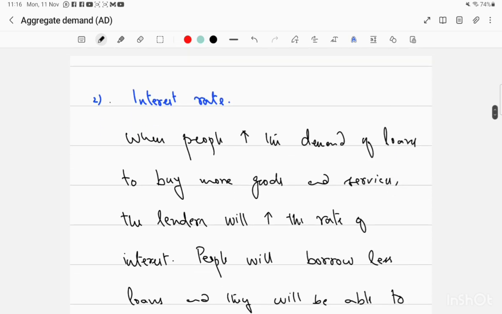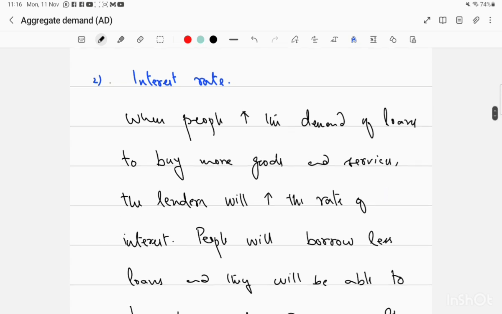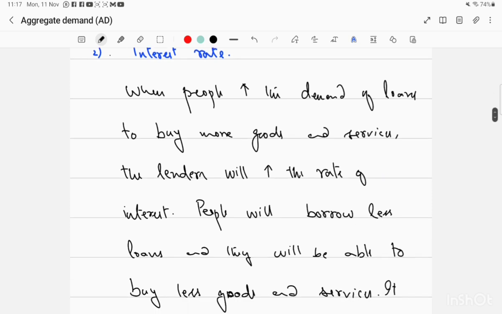The second reason why the aggregate demand curve slopes downward is the rate of interest. For example, when the general price level increases, people who want to buy goods will want to borrow more loans from lenders. When demand for loans increases due to an increase in demand for goods and services, the lenders will increase the rate of interest on their loans. Due to the increase in the rate of interest, people borrow less, so the demand for goods will also be less in the market.